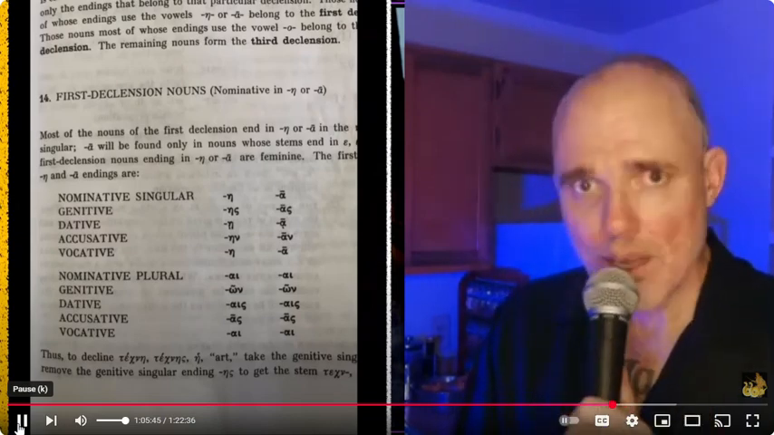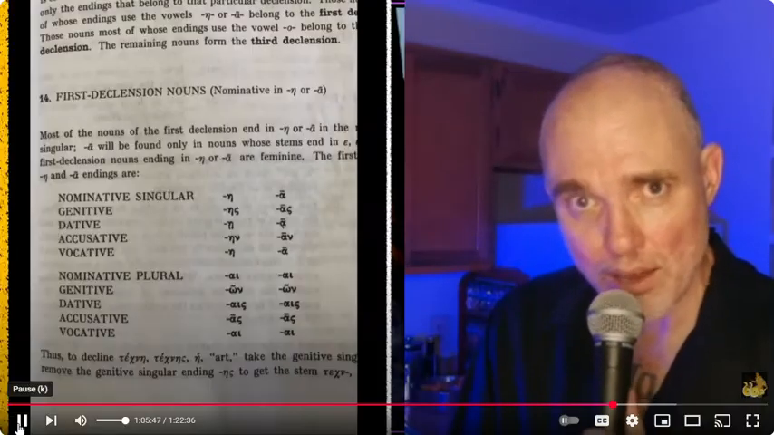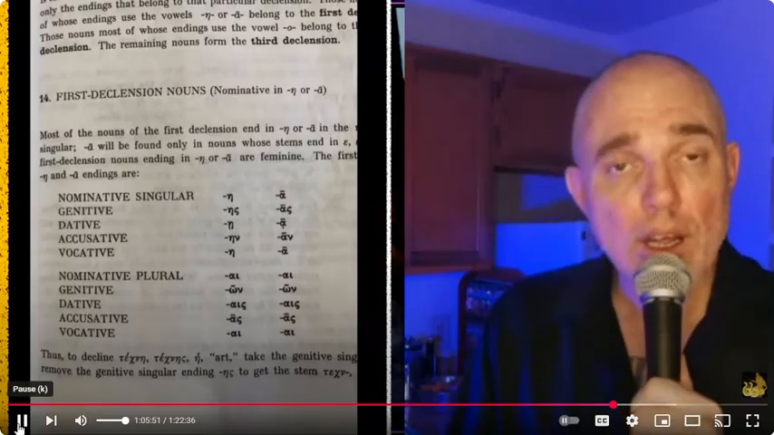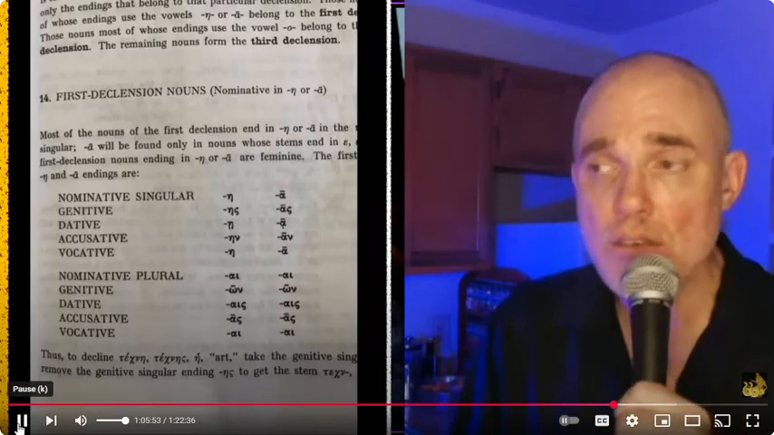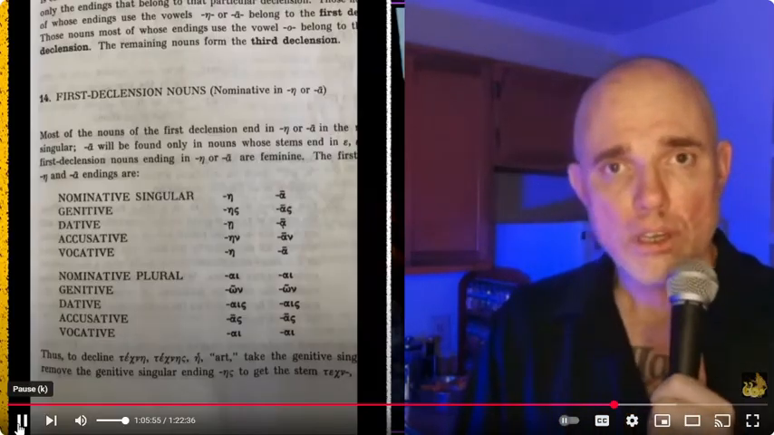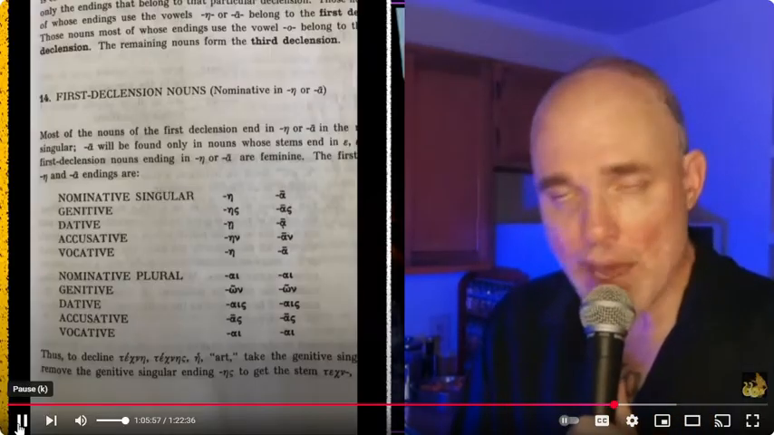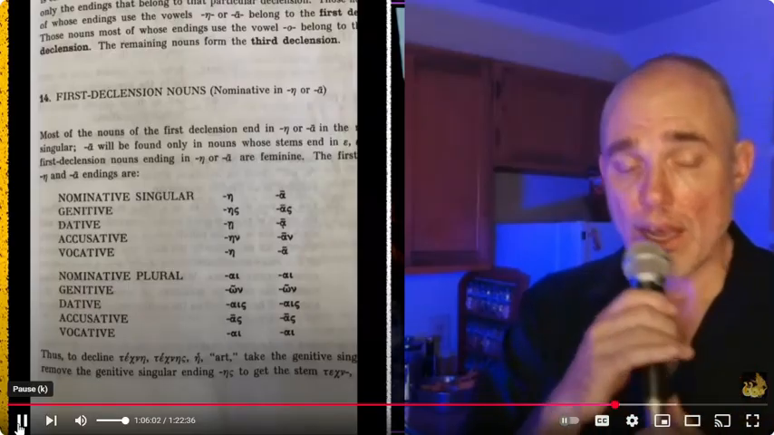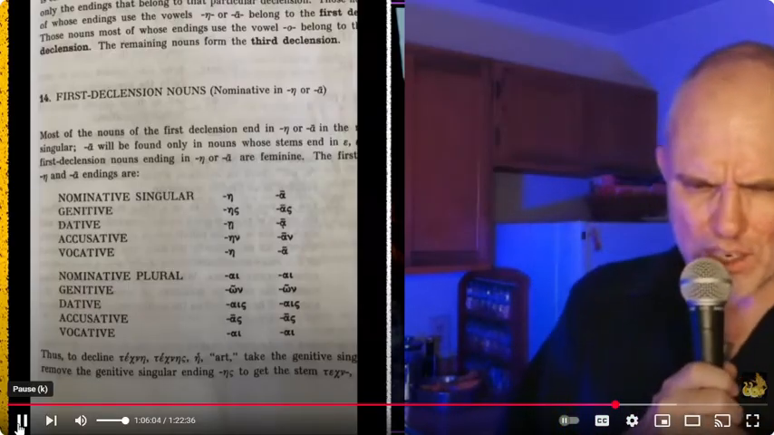Yes. What are the genders that we have in Greek? We have masculine, feminine, neuter. That's all I want you to know. MFN. Are you ready? Here's some feminine ones for you. What is going on in this chart?